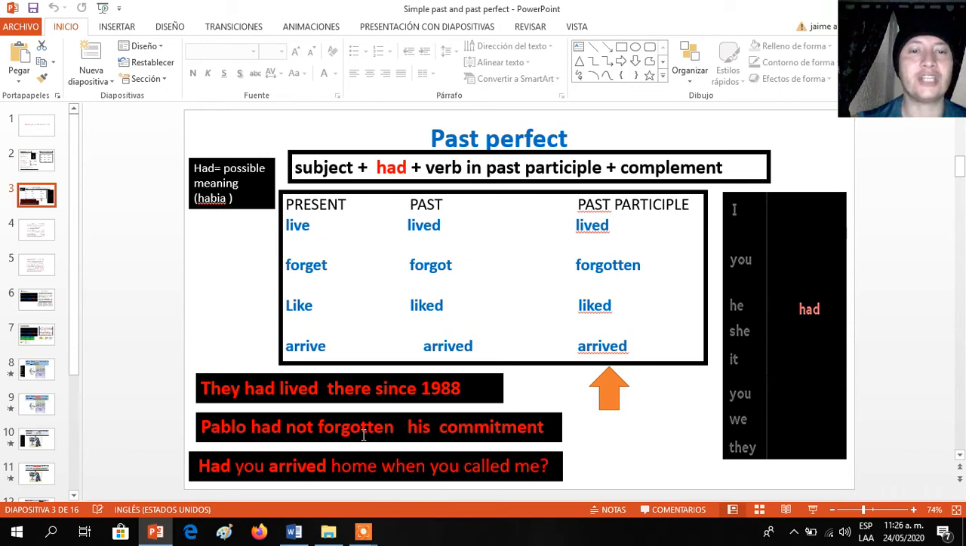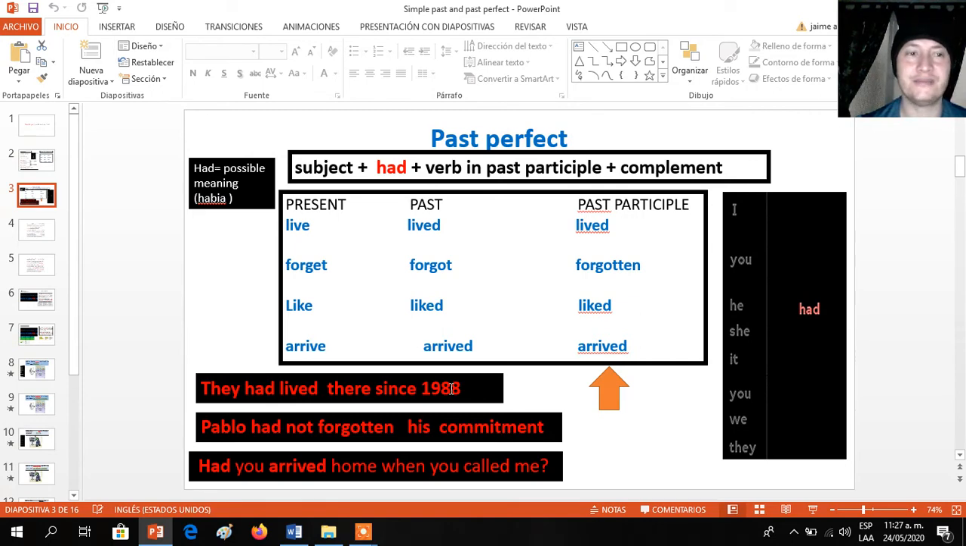Pablo had not forgotten his commitment. Pablo no había olvidado su compromiso. Ellos habían vivido allí desde 1988. Had you arrived home when you called me? It's your turn to translate. Okay, very good. Pay attention. Subject, auxiliary, verb in past participle, and the complement.